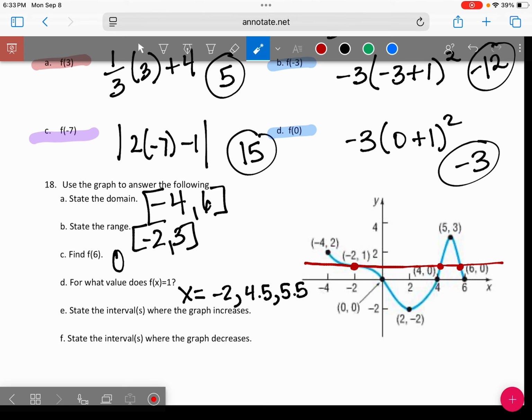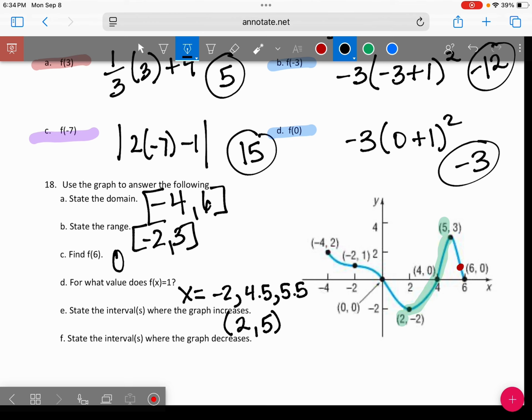All right, for what values, state the values where the graph is increasing. Okay, so where is the graph increasing? Well, it's actually only increasing for a very short amount of time, and that's from here to here. And remember, we focus on x, not y. So it's increasing from 2 to 5. Please, no brackets. When we're talking about increasing and decreasing, no brackets. Brackets are only used for domain or range.